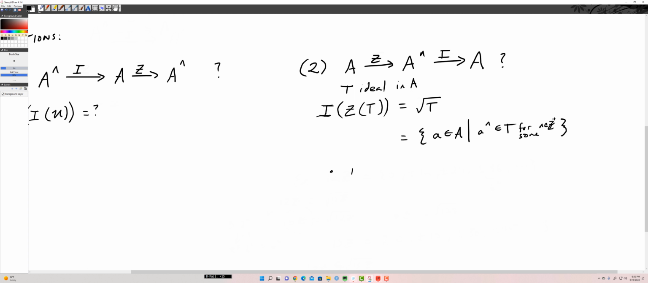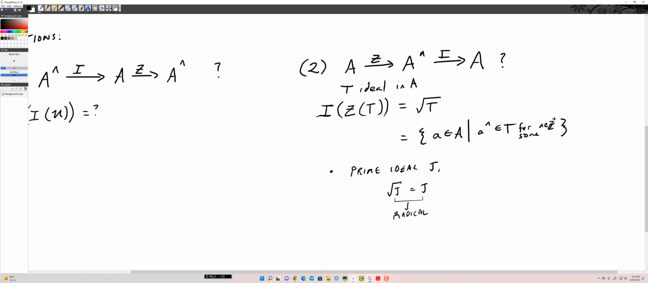If you have a prime ideal j, then naturally j is going to equal its radical. In other words, it's going to be what we call a radical ideal. If you have this condition, then we call j a radical ideal.